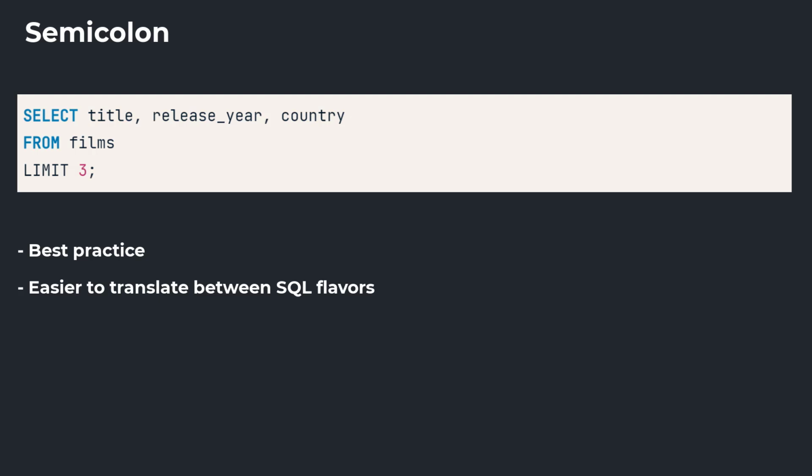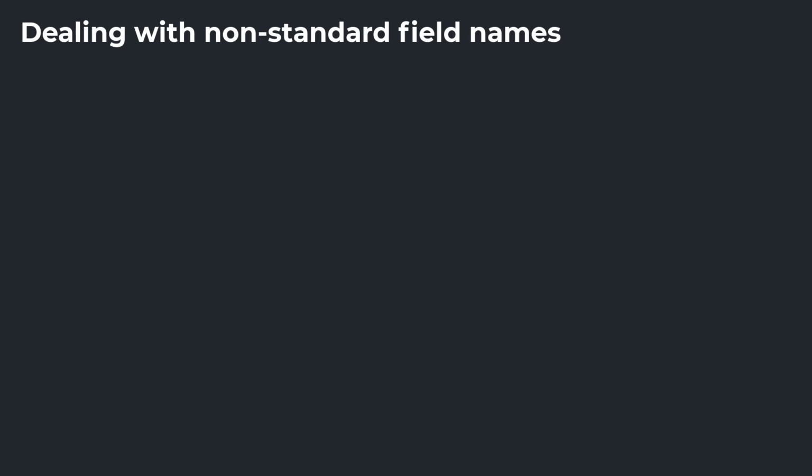Additionally, like a period at the end of a sentence, a semicolon at the end of a query indicates its end, which is helpful in a file containing several queries. One last note on SQL style. While we can ensure our code is formatted beautifully, we don't have control over other people's SQL style.